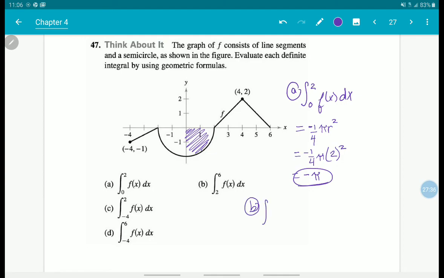B is asking us what's the integral from 2 to 6. What's that area for this function? So if we're looking at from 2 to 6, we are now talking about this piece. So let's think, what kind of formula can we use to find the area for that? In this case, we're talking about a triangle. The area of a triangle is 1/2 base times height. Our base is 4, and our height is 2. So our final answer would be 4.